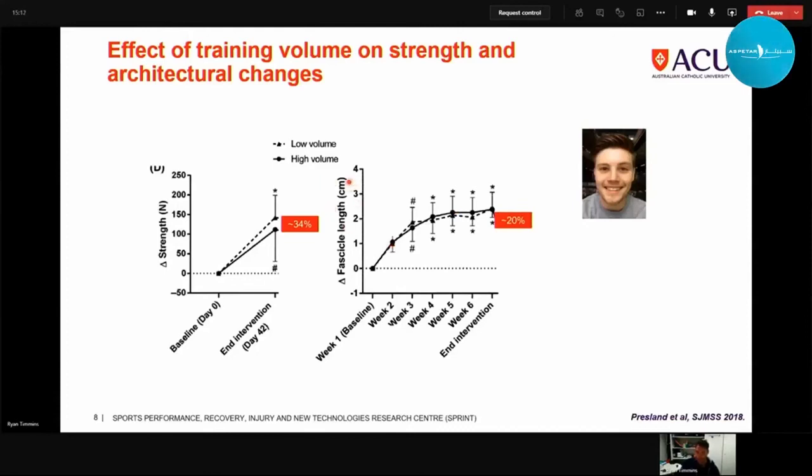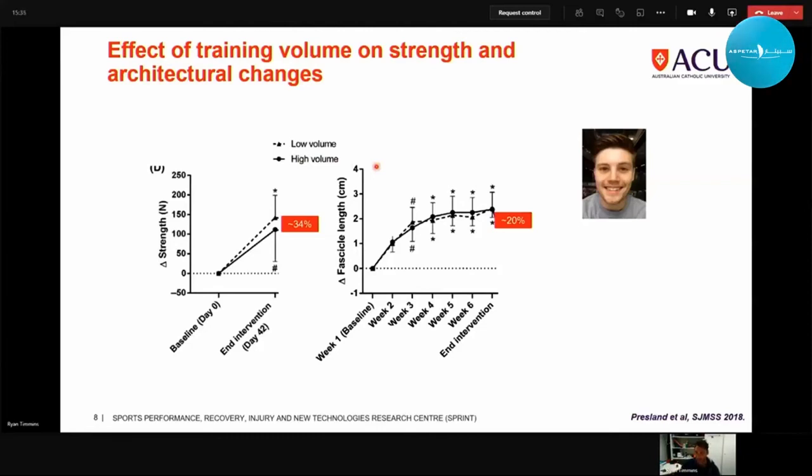Architecturally, looking more so at muscle fascicle length, we can see that both groups improved muscle fascicle length over the 6-week intervention. So from here, you can see there's no added benefit to doing more exercise than we have to. So that balance between intensity and volume is key.